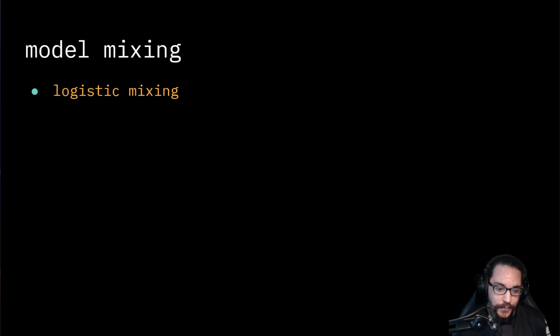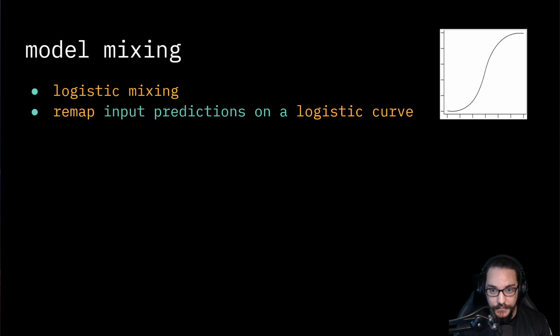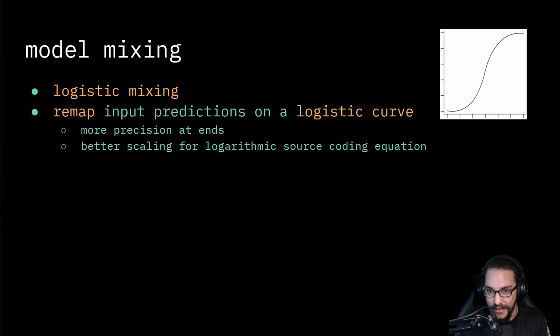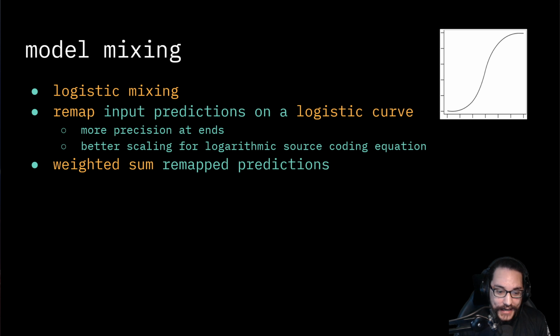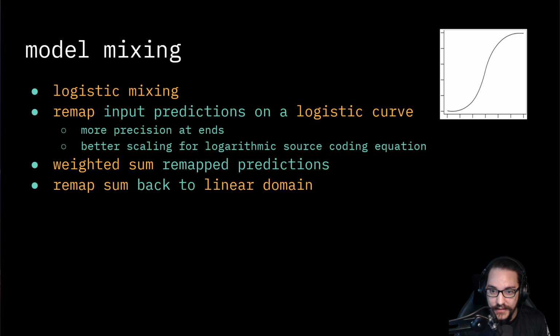What Squishy does, and a lot of the more successful context mixing compressors do, is what's called logistic mixing. So the idea here is that we remap the input predictions on a logistic curve. So instead of a linear mapping, we get this kind of S curve. And again, this gives us more precision on the ends, as well as doing a couple other things. And then what we do is a weighted sum of these remapped predictions. And then we remap that sum back to a linear domain and use that as the prediction.